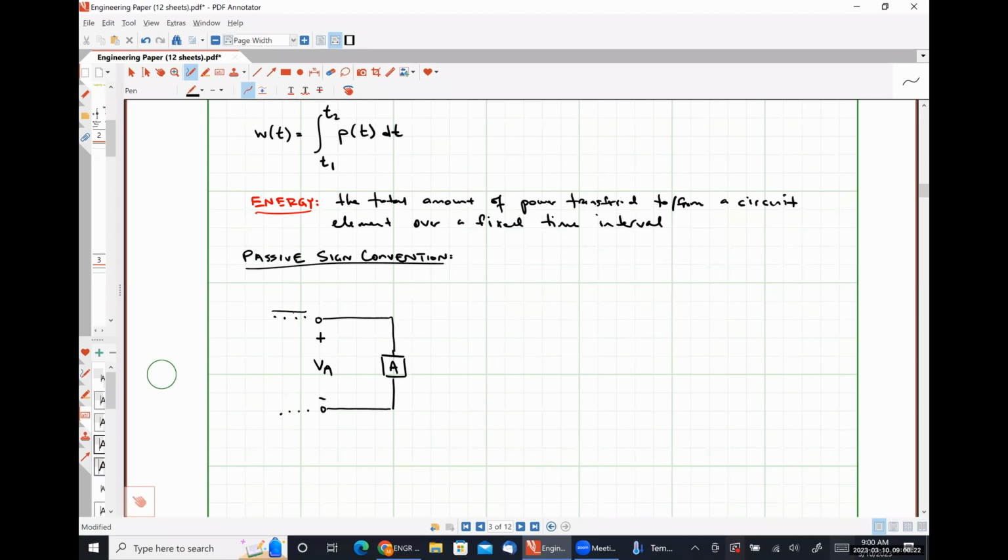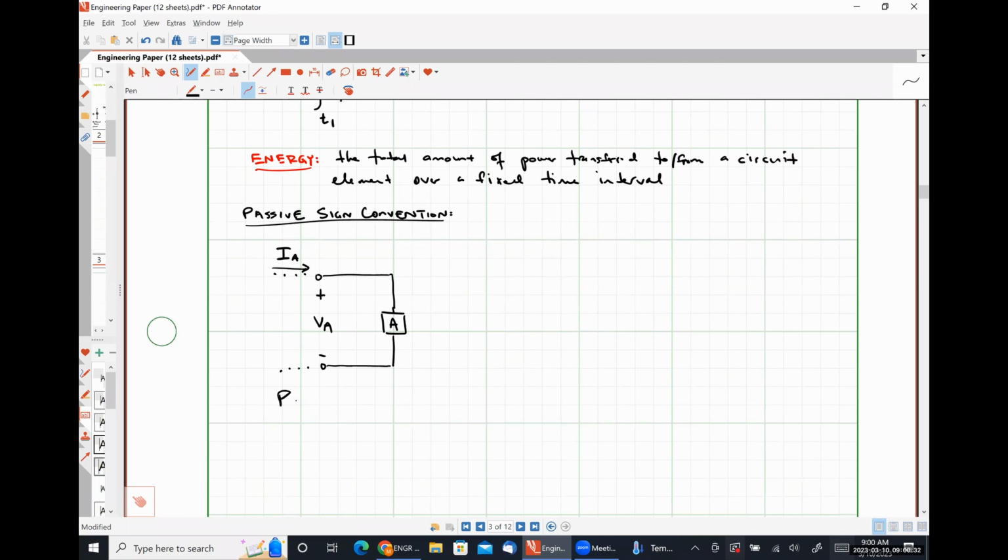If a current IA flows into the positive polarity terminal, then the power absorbed by element A is VA times IA. And the power supplied by element A is negative VA times IA.